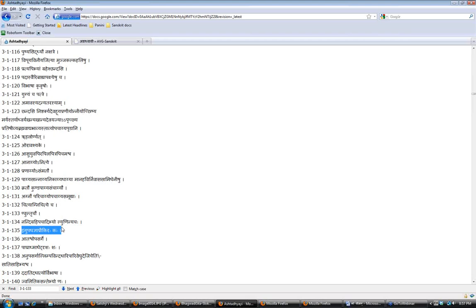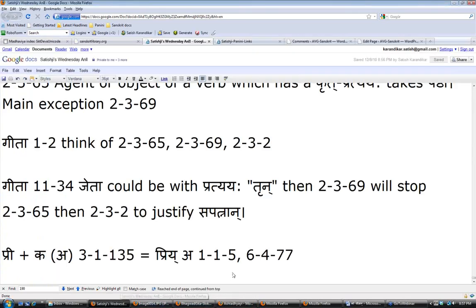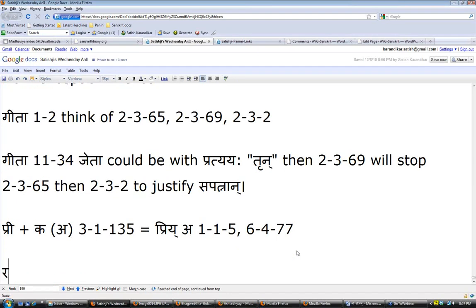So normally we would take dvitiya by karmani dvitiya 232, but 2365, kartru karmanoho kriti, will come and make rajnyaha a shashti. So rajnyaha will come by 2365. Rajnyaha, 2365.